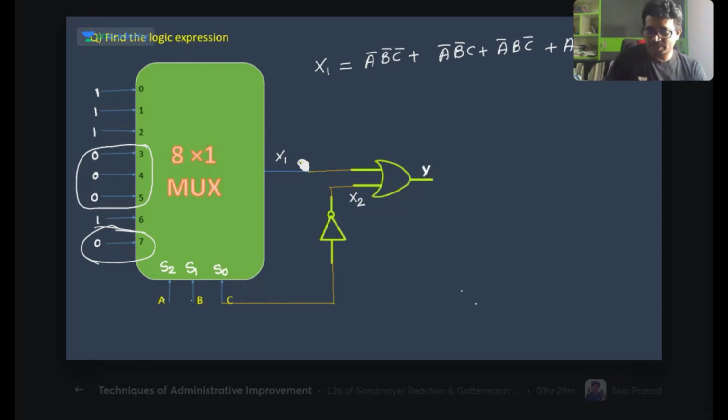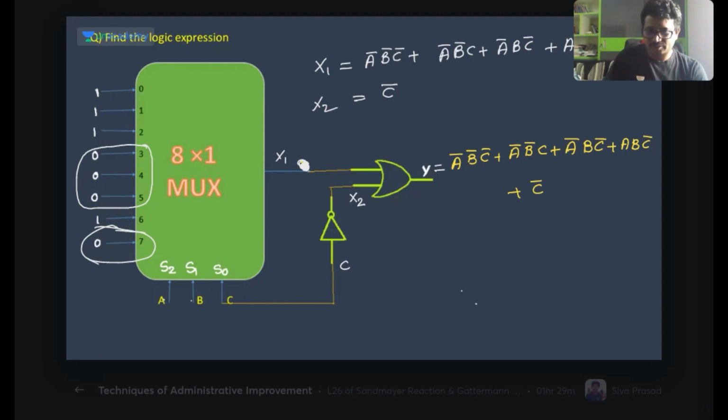This is my x1. What is x2 now? Here this is C. Here what will we get? C bar, C, and this is C bar. So finally, Y is given as x1 plus x2, the sum of these two. This is A bar, B bar, C bar, plus A bar, B bar, C, plus A bar, B, C bar, plus A, B, C bar, plus again C bar.